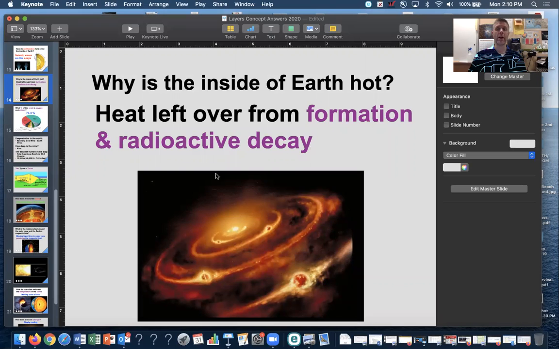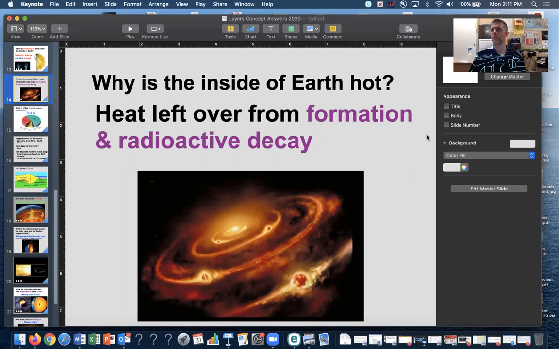There's also radioactive decay. So there are radioactive materials in the Earth, and they're decaying and breaking down and giving off radiation. So the inside of the Earth is hot because there's leftover heat from when the Earth was formed, and there's radioactive material that's giving off radiation that's keeping it warm as well, giving off heat energy.